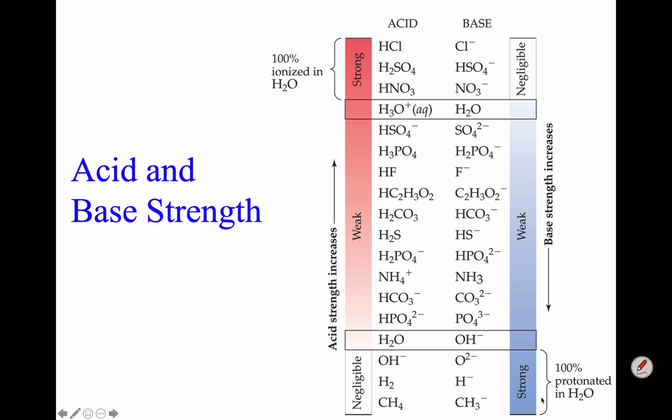Okay, acid and base strength. So 100% ionized, what does that mean? Yeah, 100% dissociated. So if it's 100% ionized or 100% dissociated, is that an equilibrium reaction or a reaction in the forward direction only? Forward direction only. That's what 100% ionized means. And this is referring to then strong acids.